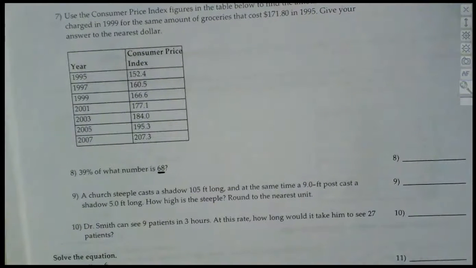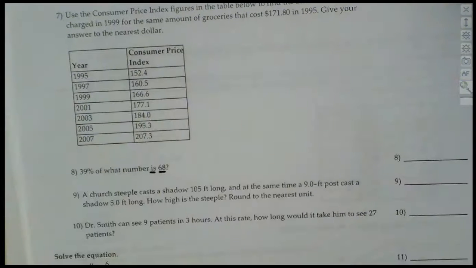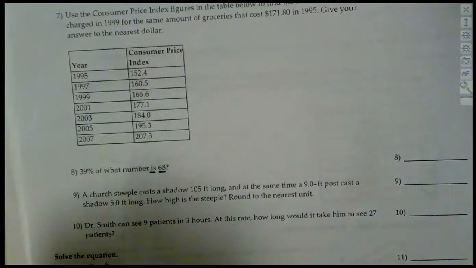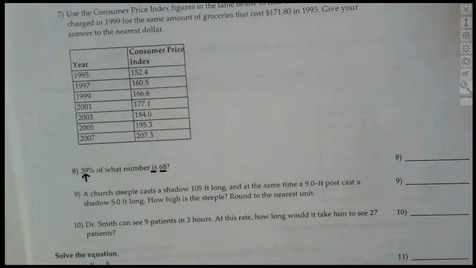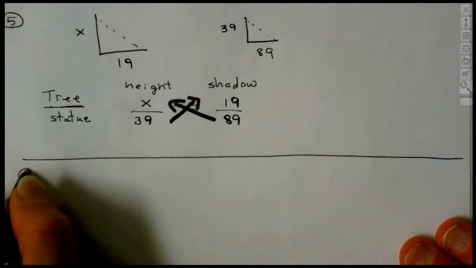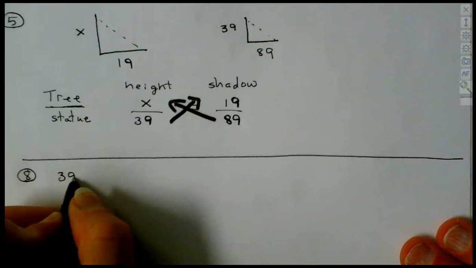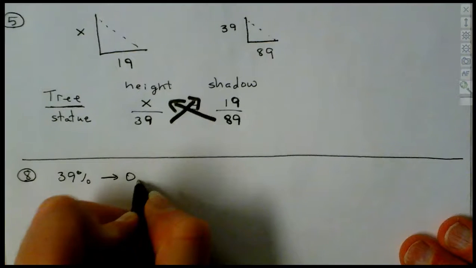Okay. Now, what does "is" mean? "Is" means equal, right? Remember that? Talked about that a lot. 39%, we need to turn this into a decimal. So 39% as a decimal, what would that be? 39% as a decimal, well, that would be 0.39.